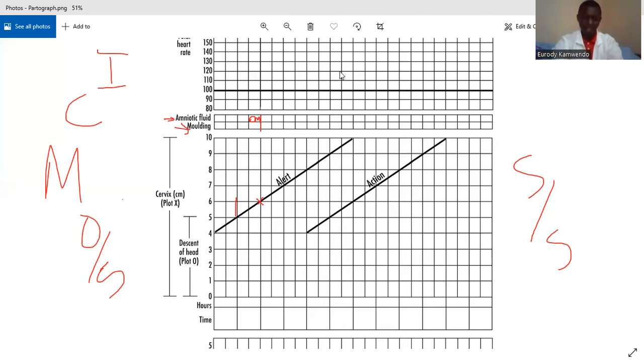Then apart from that, if it is blood stained, you are going to put a B, showing that the amniotic fluid is blood stained. So this would determine what you find at that particular point, whether the amniotic fluid is clear. If it's clear, I've said you indicate with a C, which is normal. But if it is meconium stained, you indicate with an M. If it is old meconium stained, you indicate with OM. Then if it is blood stained, you indicate with a B.